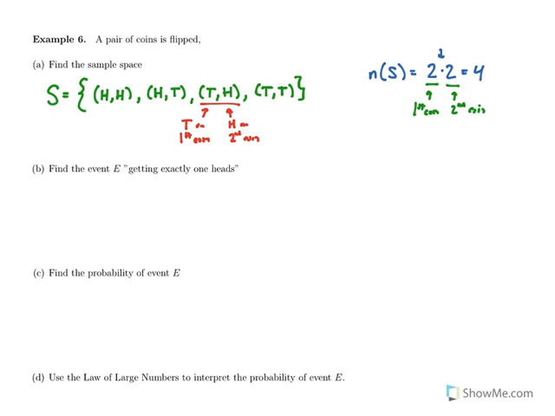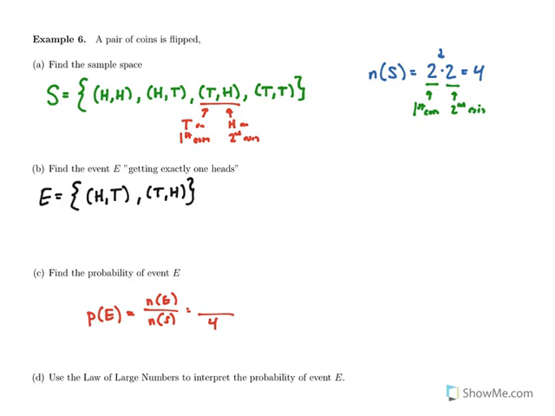Find the event E that is getting exactly one heads. So E is the event that's a subset of the sample space. And that's going to be exactly one heads, and there's two ways that could happen: a heads on the first coin or a heads on the second coin. So the probability of E is going to be, again, the size of E over the size of the sample space. There are four options total, and two of them have exactly one heads. So this is 1/2 or 50%.